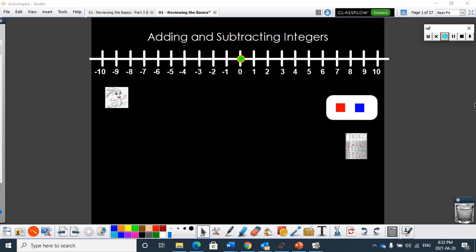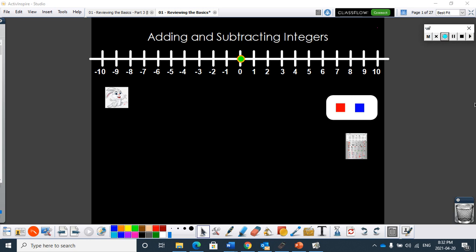Okay, reviewing the basics, part 3, adding and subtracting integers. Now, it could be that you think you know all about adding and subtracting integers, and that's great because I'm going to touch on some little subtle things that actually are going to help you later in things like physics and chemistry. Okay, so that's fine if you think you know all about it. I'll try and keep this as brief as I can for your sake.